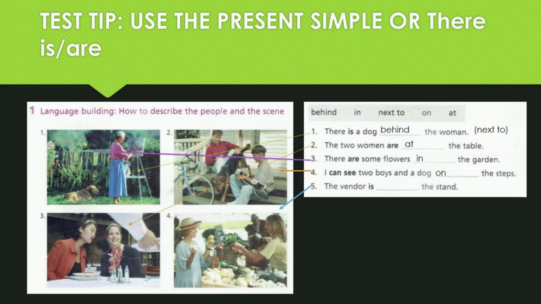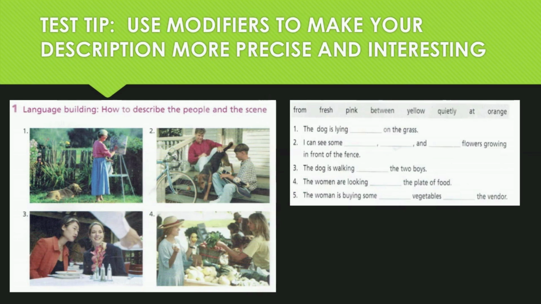And it says the vendor is blank the stand. So this is the vendor and this is the stand. And our preposition is: the vendor is next to the stand.